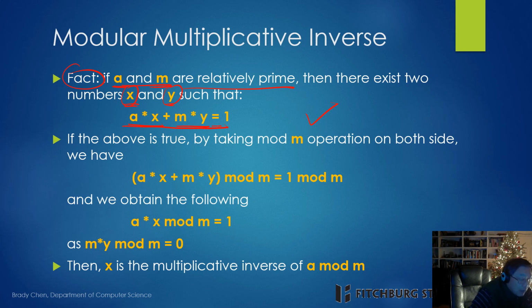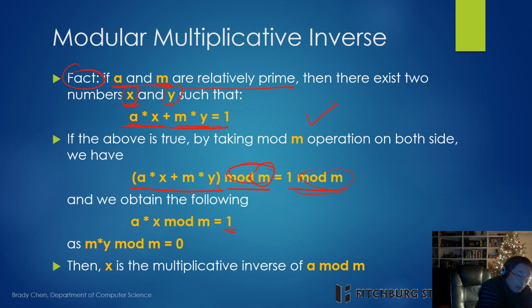How can we do this? Once we find x and y, we can apply the modular operation on both sides. On the left side, we apply mod m, and on the right side, 1 mod m. So we apply mod m on both sides. On the right side, 1 mod m is 1, no question, because if we divide 1 by m, the quotient is 0 and the remainder is 1.